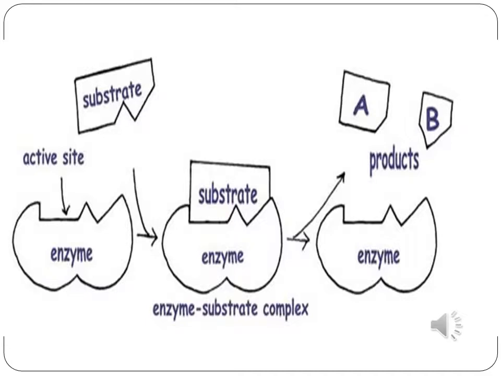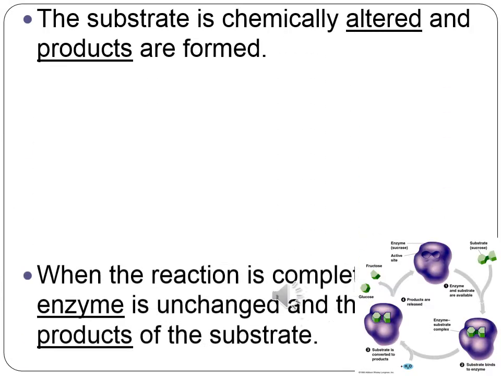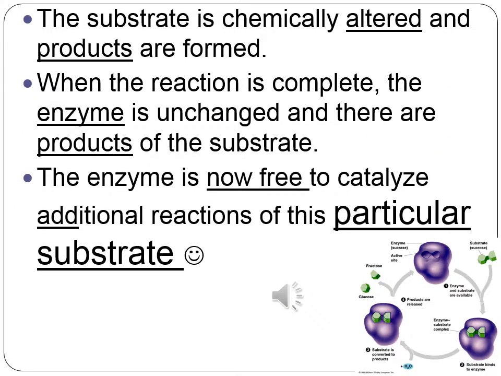Make sure you label your notes with the substrate, the active site, the enzyme, where they come together, the enzyme-substrate complex. And notice that the substrate is broken apart into two products in this example. The substrate chemically alters and the products are formed. When the reaction is complete, the enzyme is unchanged and there are products of the substrate. The enzyme is now free to catalyze additional reactions of this particular substrate.